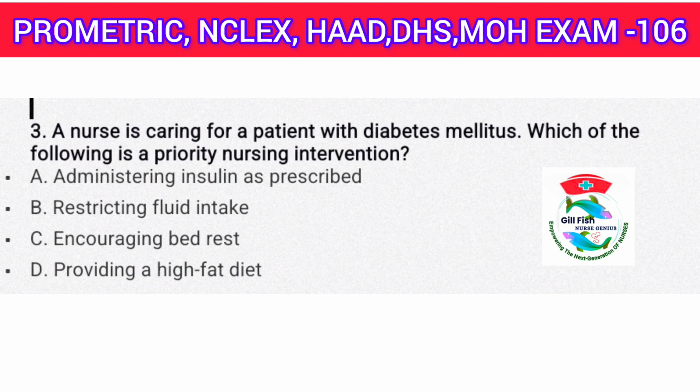A nurse is caring for a patient with diabetes mellitus. Which of the following is a priority nursing intervention? Option A, administering insulin as prescribed. Option B, restricting fluid intake. Option C, encouraging bed rest. Option D, providing high fat diet.